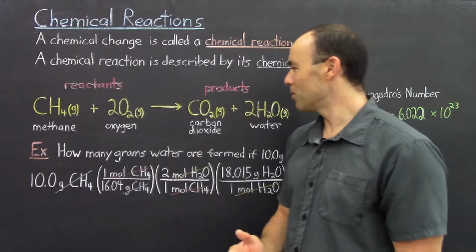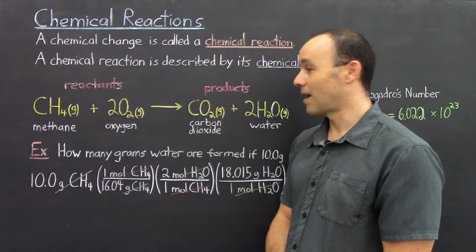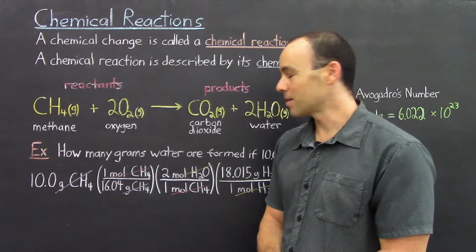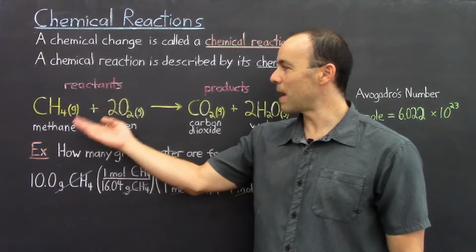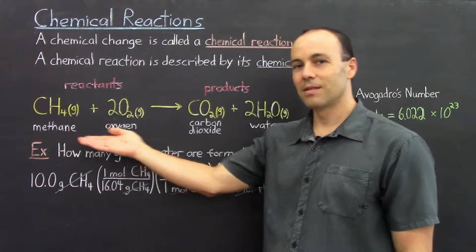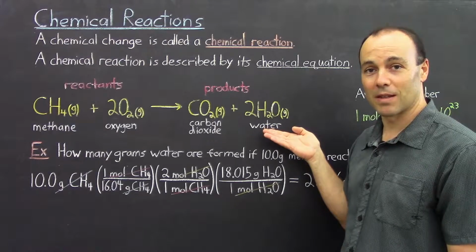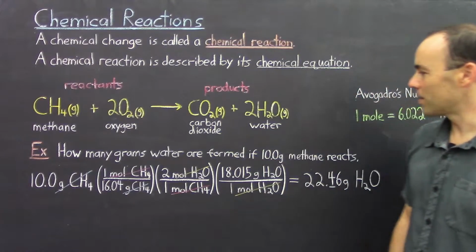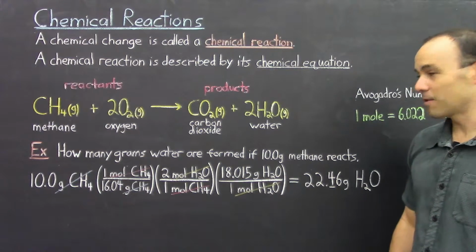And with chemical reactions, you can ask a lot of questions. Perhaps the first question that you ask is, if you start with a certain amount of reactant, how much product should you expect to get? So here's a question. How many grams of water are formed if 10 grams of methane reacts?